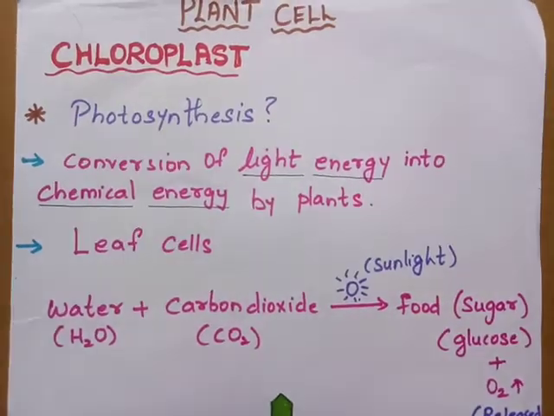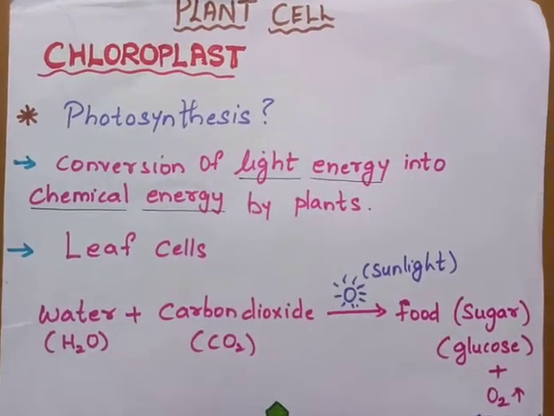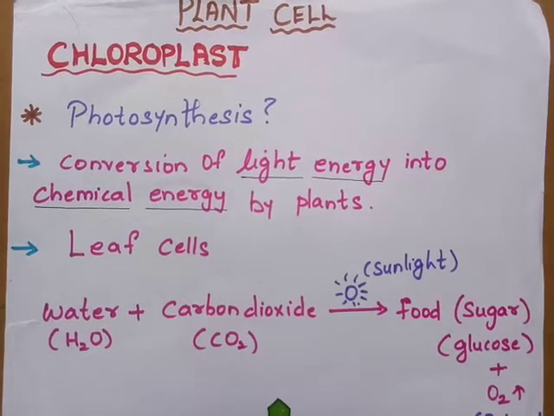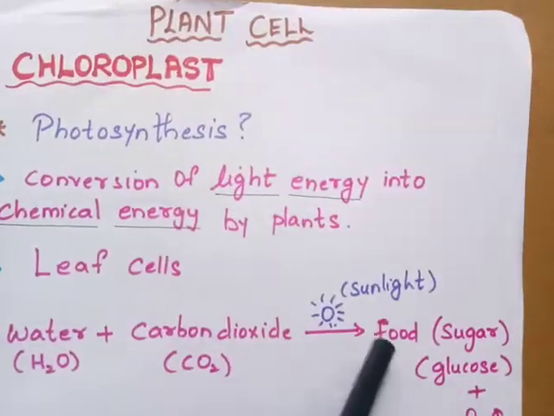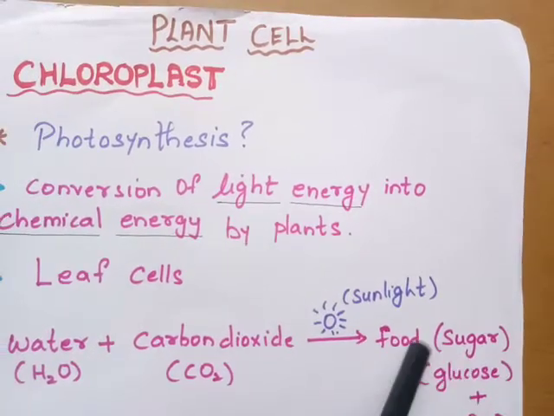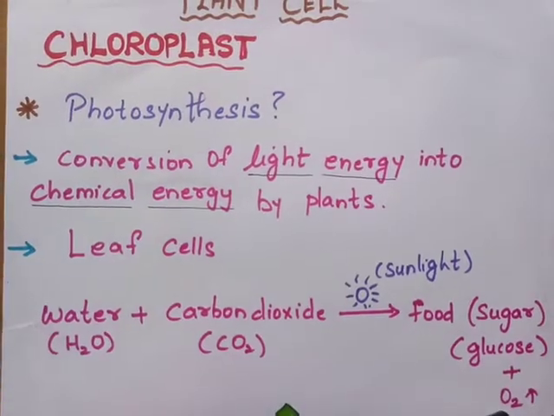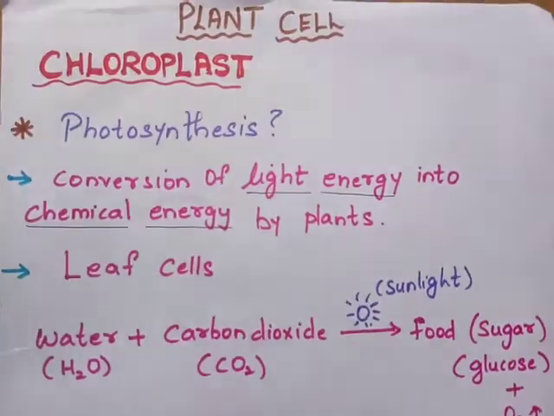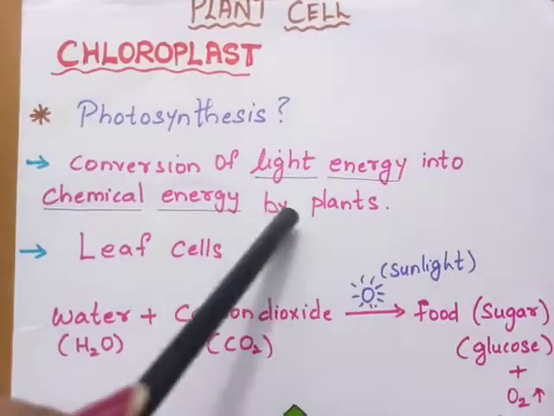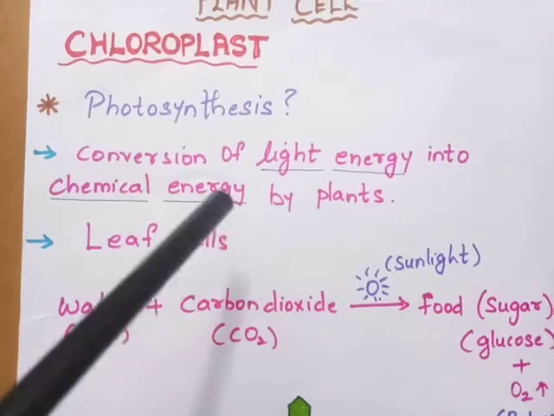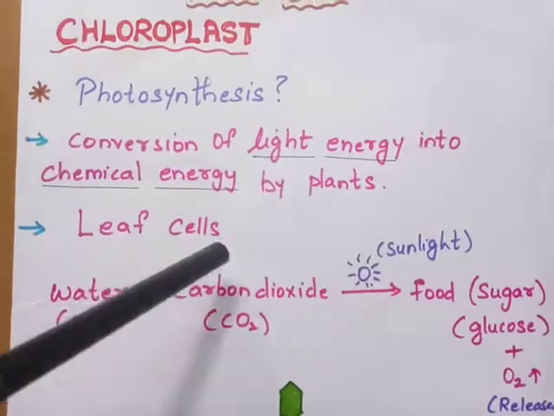So it is the conversion of light energy into chemical energy. The next thing, where does it occur? It occurs in leaves. They use water and carbon dioxide in the presence of sunlight to prepare the food, which is glucose, a sugar. And thus they release oxygen, and we, the animals, inhale the oxygen. This is the basic thing that occurs in photosynthesis. When we talk about photosynthesis, this is the basic thing which comes to our mind.